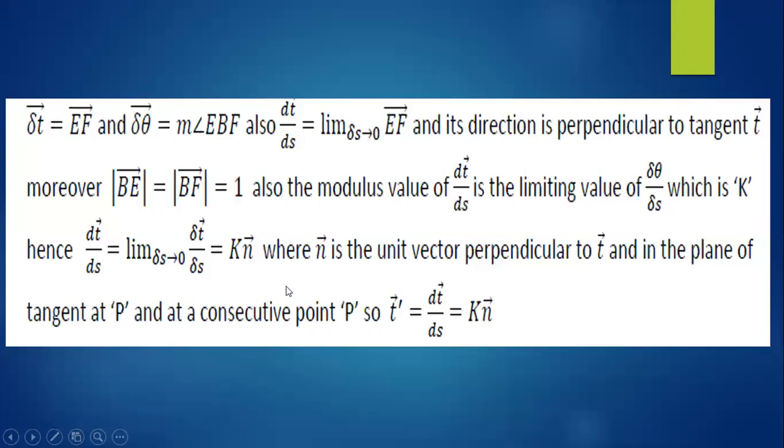The modulus value of dt over ds is the limiting value of delta theta over delta s, which is kappa. Hence, dt over ds is the limit as delta s approaches 0 of delta t over delta s, which is equal to kn, where n is the unit vector perpendicular to t, in the plane of the tangent at P and at the consecutive point P. So T prime, that is dt over ds, is equal to kn. So our first proof is T prime is equal to kn: the rate of change of the tangent vector is directly proportional to the unit normal vector n, multiplied by k.